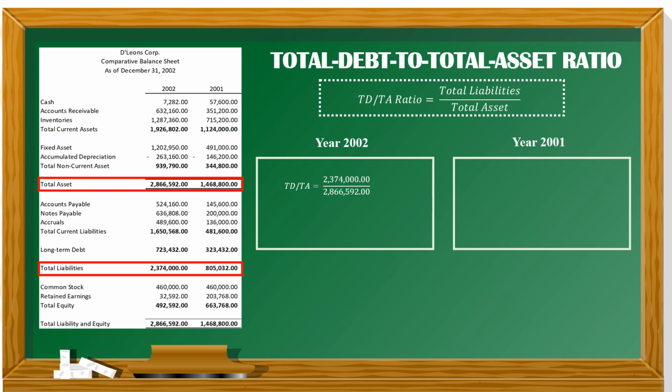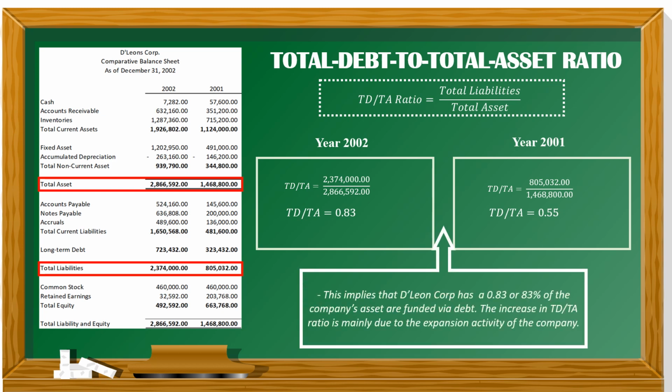For 2002, we have here the total liabilities of 2,374,000 and a total asset of 2,866,592. In 2001, we have a total liability of 805,032 and a total asset of 1,468,800. Now, for the total debt to total asset ratio, for year 2002, we have here 0.83, and in 2001, we have here 0.55.